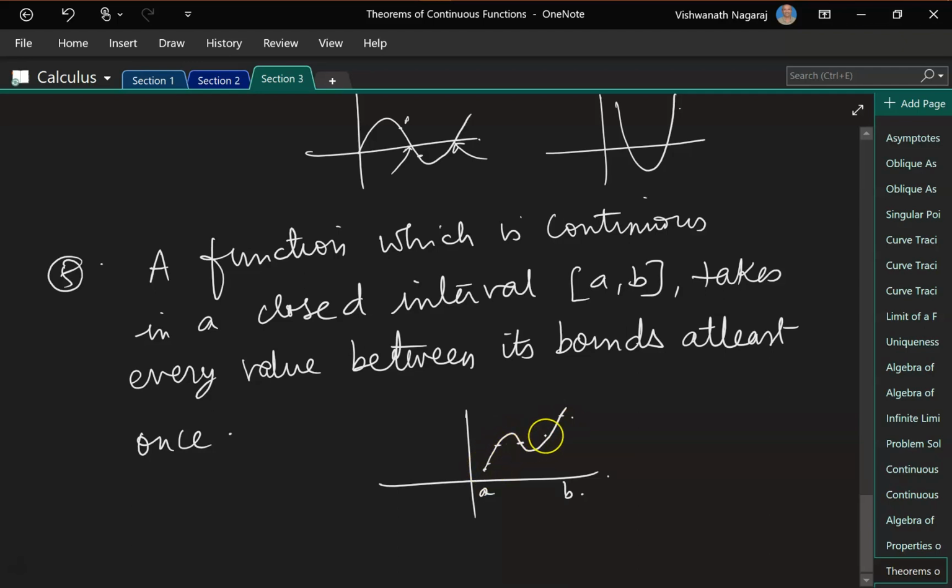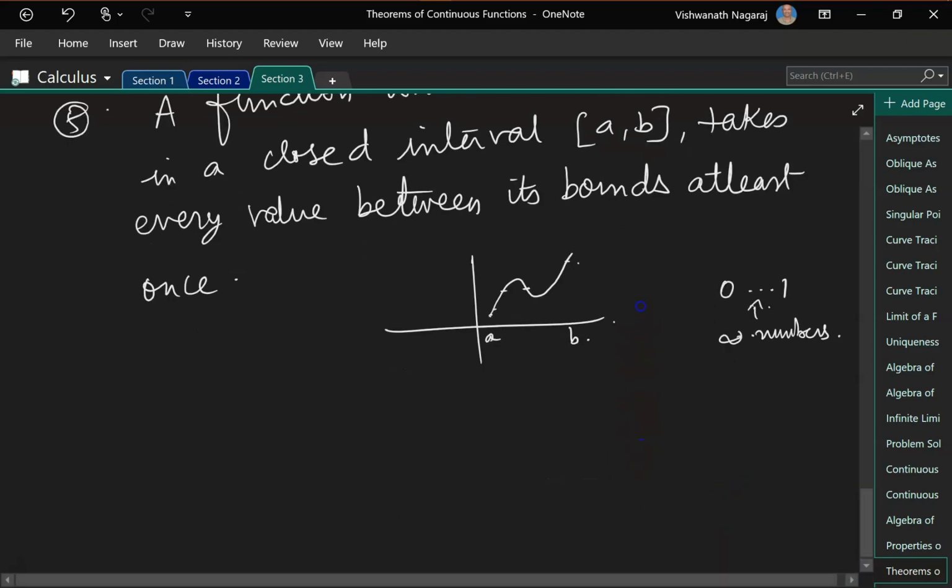And remember, these are infinite values because we are talking of real numbers. Just remember, when you say real numbers between 0 and 1, here you have infinite numbers.